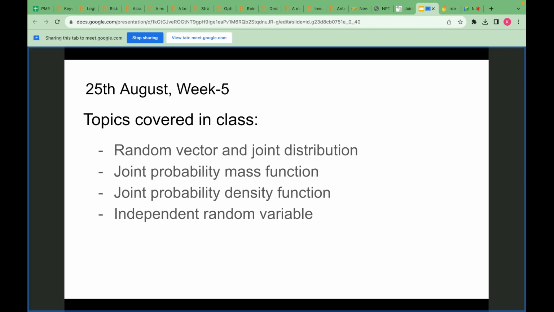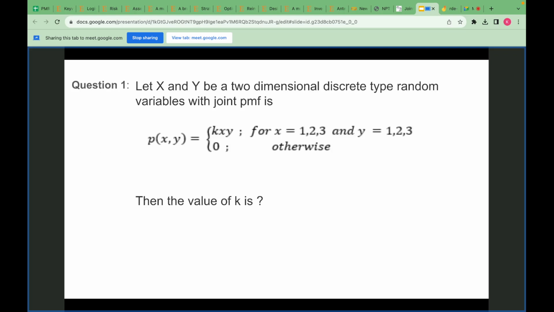We will discuss how to compute the joint probability mass function and joint probability density function, and then if we have time, I will go through some independent random variable problems as well. So this is the first problem.